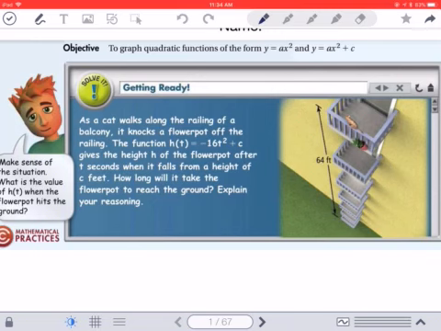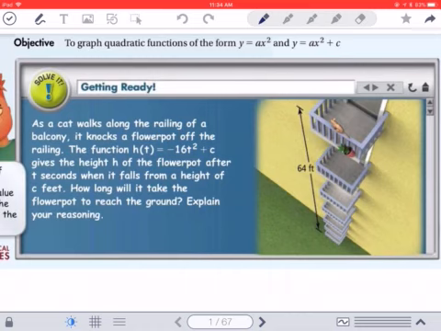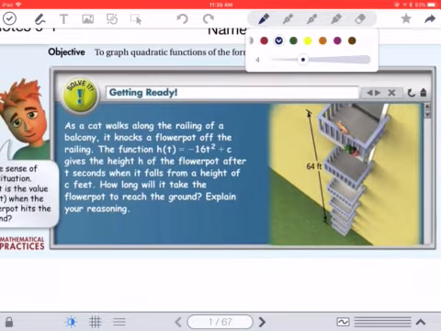Okay, so assuming you paused it. It says, as a cat walks along the railing of a balcony, it knocks over a flower pot. The function h of t, so it says h is a function of time t. How long will it take the flower pot to reach the ground? Okay, and if it falls from a height of c feet. So how can I figure this out? Well, it tells you that it's 64 feet, so c is 64.